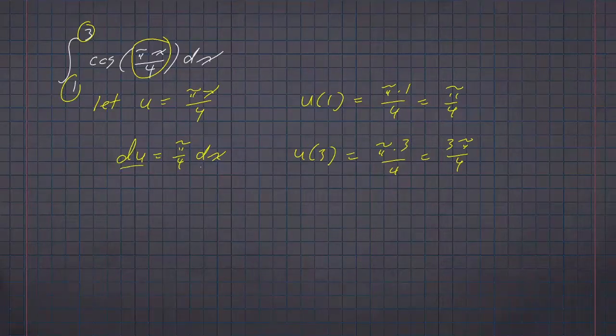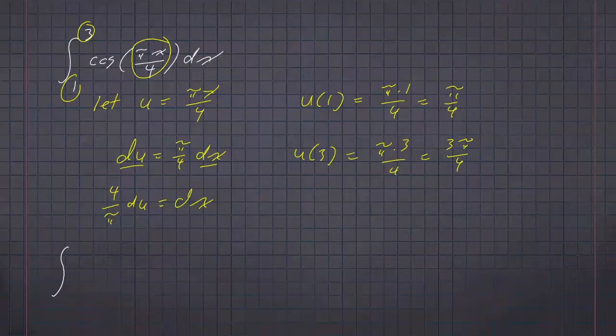All that's left here is to take my differential equation and solve for dx, to get that 4 over pi times du is dx, and then I can substitute everything in. My integral, instead of starting at 1, now starts at pi over 4. Instead of ending at 3, now ends at 3 pi over 4.